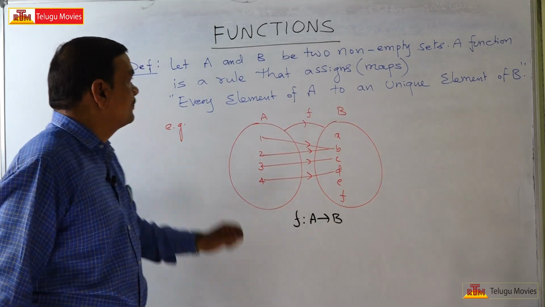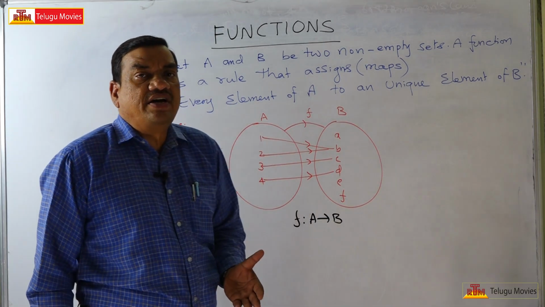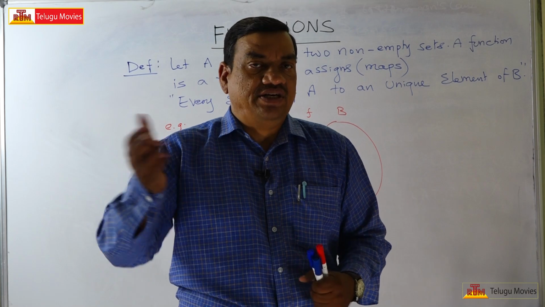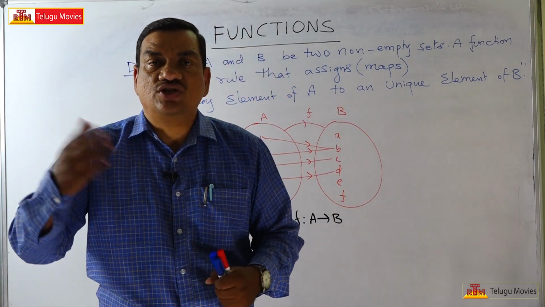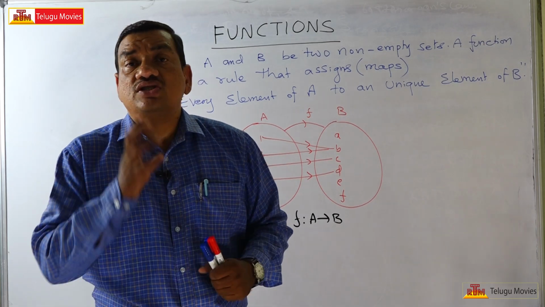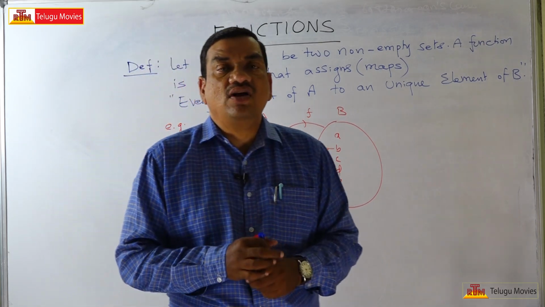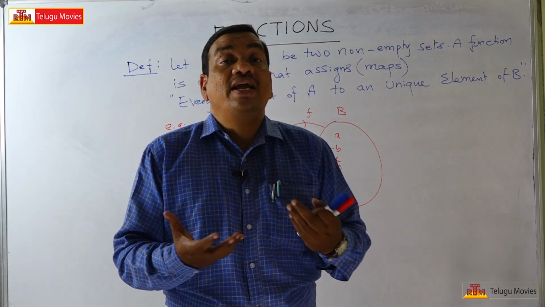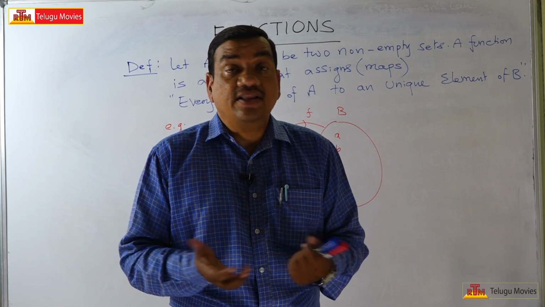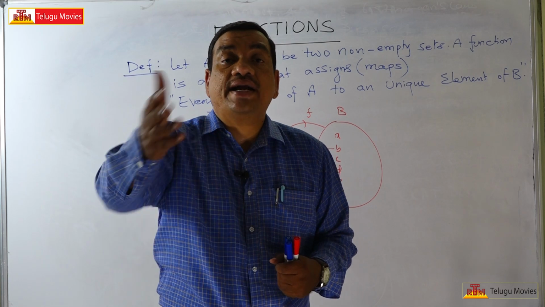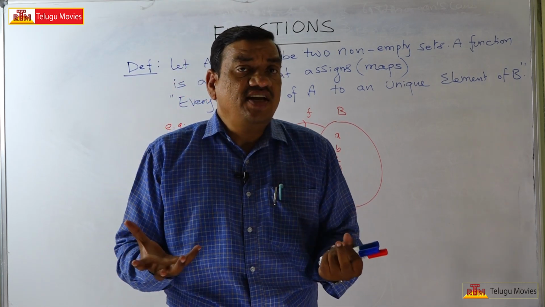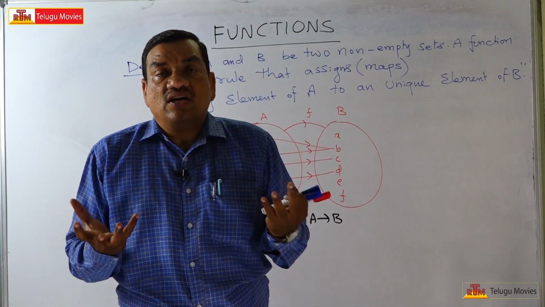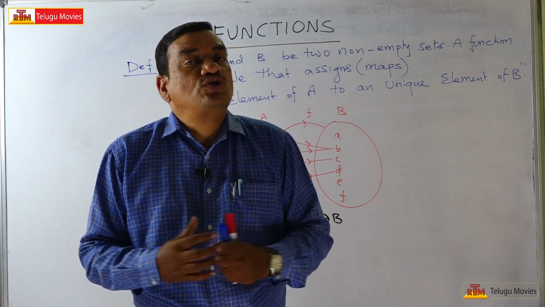To make a function, generally in our day-to-day life, we do different types of functions: birthday function, anniversary function, school day function, sports day function. Generally, a function means there will be two groups of persons. One is the group that invites the guests, and another is the group that attends the function. Definitely there will be two sets. To make a function, two sets should be there.